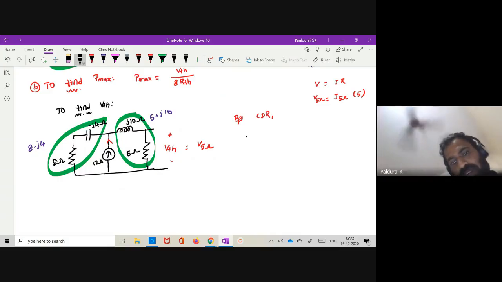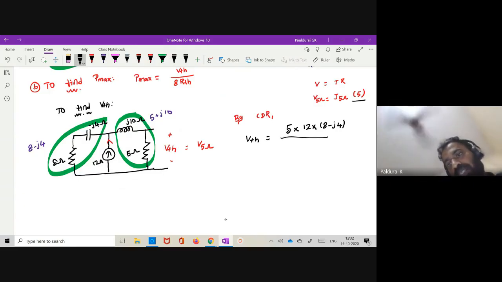So then what is the VTH by CDR? This is 5 times the applied current, what is my applied current? 12 into the opposite resistance. Who is the opposite resistance? 8 minus J4 divided by total resistance 8 minus J4 plus 5 plus J10.